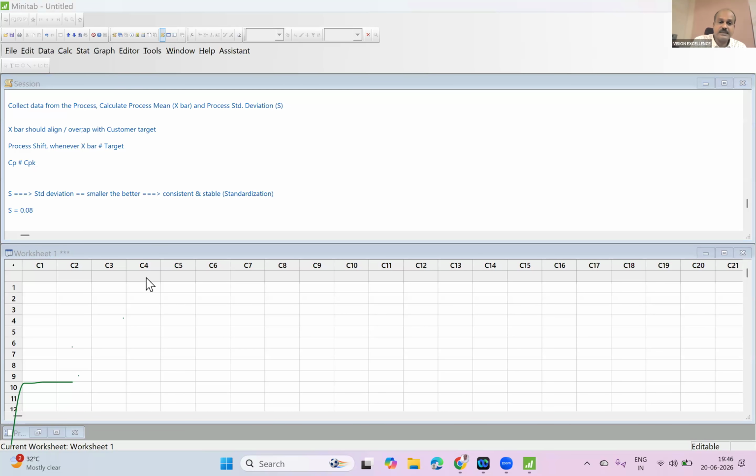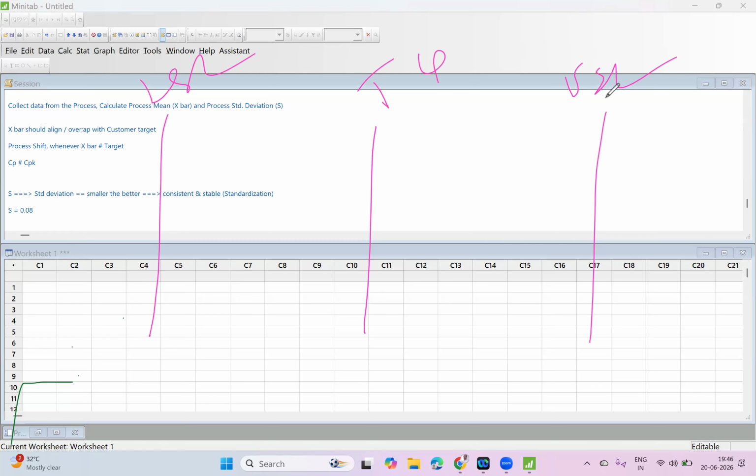Okay. There is target, there is lower spec, and there is upper spec, right? So I write here upper spec, target, and lower spec. And target is 40, and this is 40.5, and this is 39.5. Now my X bar. Now what is the condition?